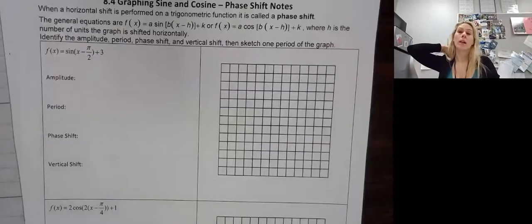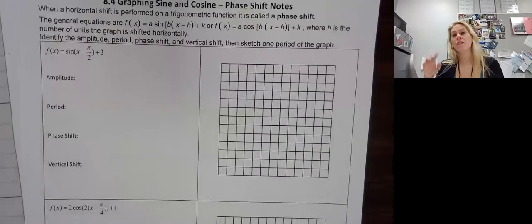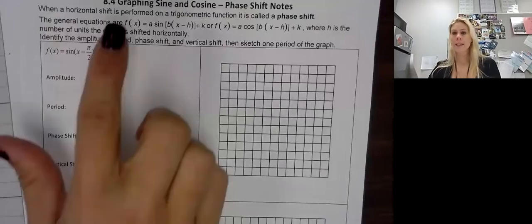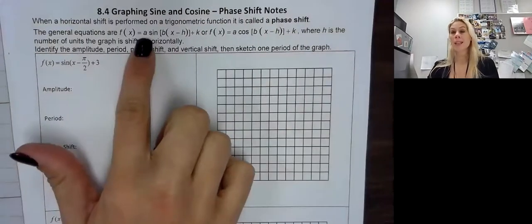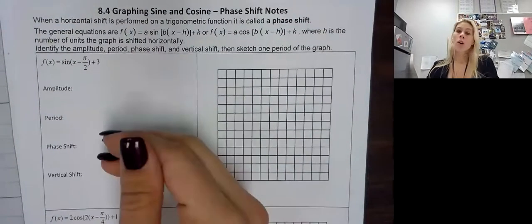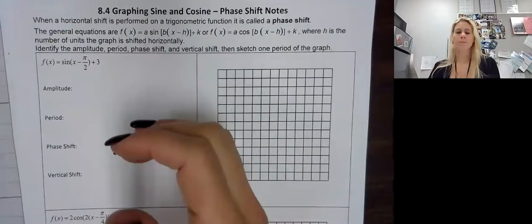Hey guys, so today we're going to add in the phase shift to our transformations of trig graphs, or at least sine and cosine for now. So keep in mind that our amplitude is what's in front of our function, and that's the height between the midline and the max, or the midline and the min, or it's halfway between the max and the min.